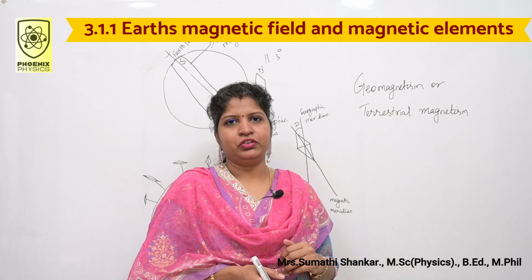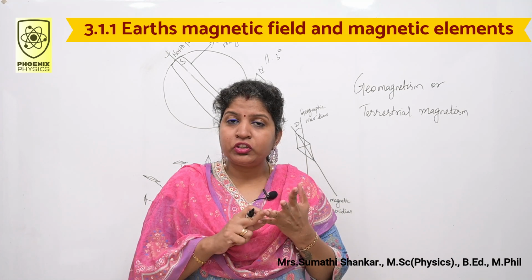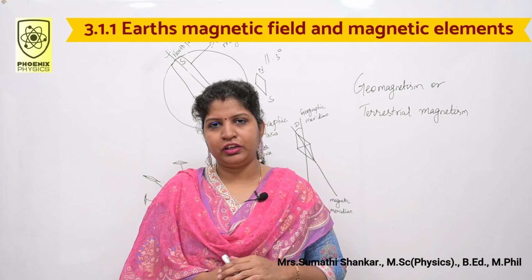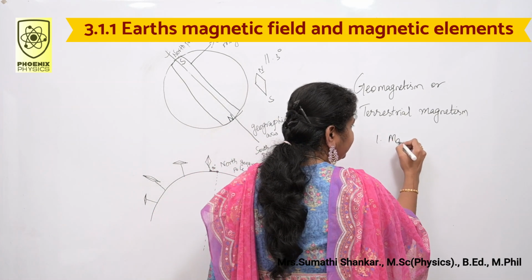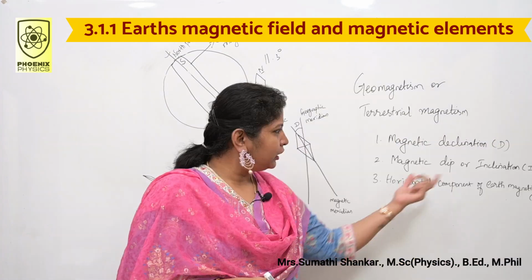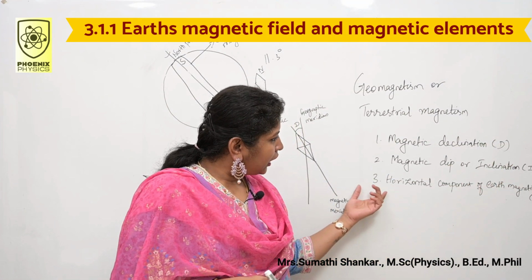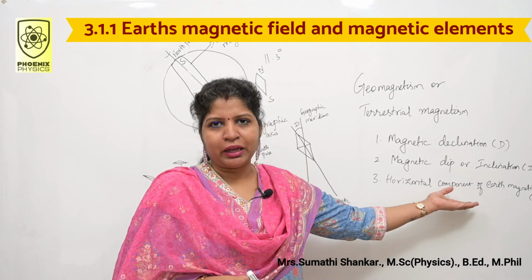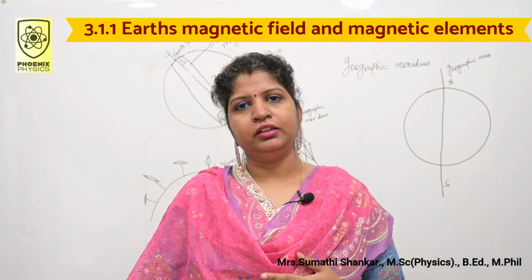The branch of physics which deals with the earth magnetic field is known as geomagnetism or terrestrial magnetism. There are three quantities required to specify earth magnetic field. They are magnetic declination D, magnetic dip or inclination I, horizontal component of earth magnetic field BH. Next, we are going to discuss magnetic declination.